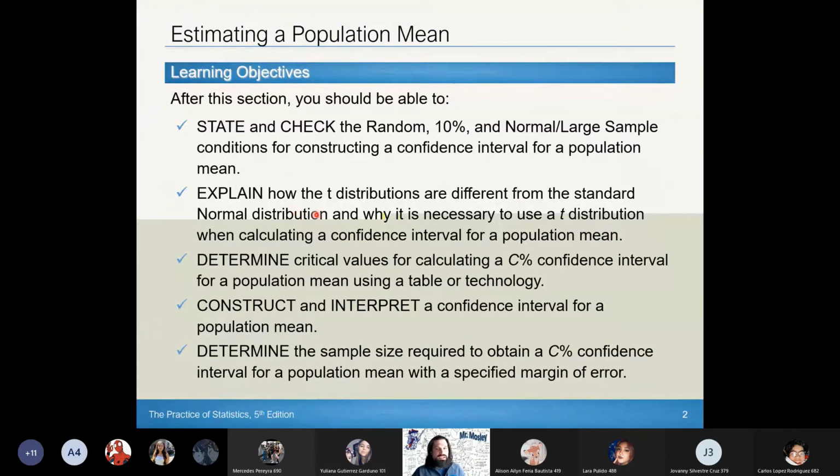We're going to be able to explain how the t distributions are different from the standard normal distribution and why it is necessary to use a t distribution when calculating a confidence interval for a population mean. We'll get to that one. We're going to be able to determine critical values for calculating a C% confidence interval for population mean using a table or technology. We can construct and interpret a confidence interval for a population mean and determine the sample size required to obtain a C% confidence interval for a population mean with a specified margin of error. Right, the last three things here is essentially the same type of work we did with our proportions. We're now doing it with means.